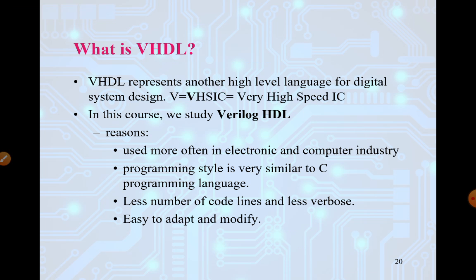Okay, another topic we have to discuss is VHDL. VHDL stands for Very High Speed IC Circuits Hardware Description Language. But we do not use VHDL in this course because, compared to Verilog, it is less used in the electronics industry. Another advantage of Verilog is that its programs are very similar to C. The number of lines of code is much less in Verilog compared to VHDL, and it's less verbose, less lengthy. VHDL is like Ada: for a small thing you write a lot of code, but Verilog is less, and it's easy to adapt and modify.